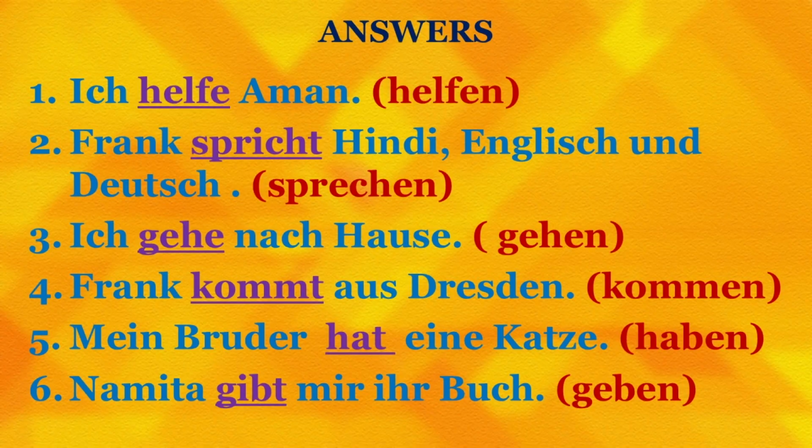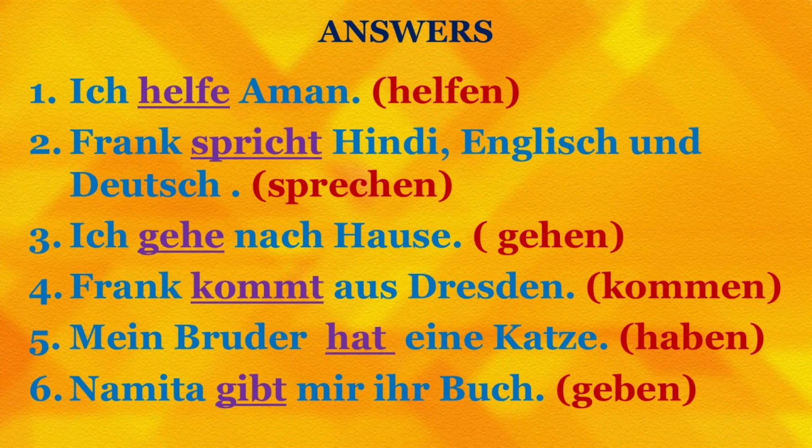In this particular sentence, the subject is mein Bruder and we need to conjugate it according to the third person category conjugation. Therefore, it becomes mein Bruder hat eine Katze. That means my brother has a cat. Katze means a cat, like the animals that we are talking about, dog and cat, that cat. So, mein Bruder hat eine Katze, my brother has a cat. Let's see the next sentence. Namita dash mir ihr Buch.